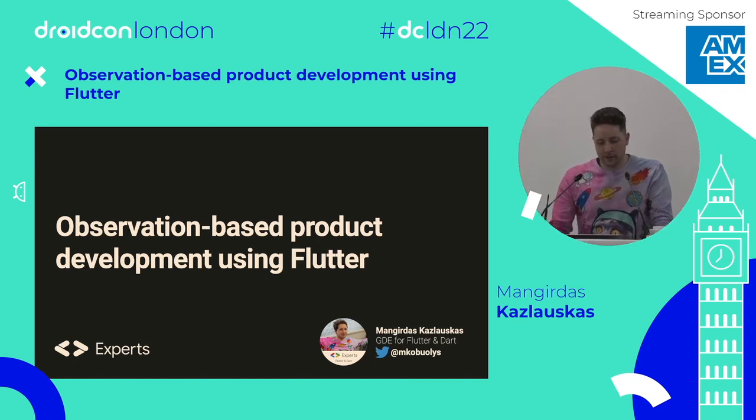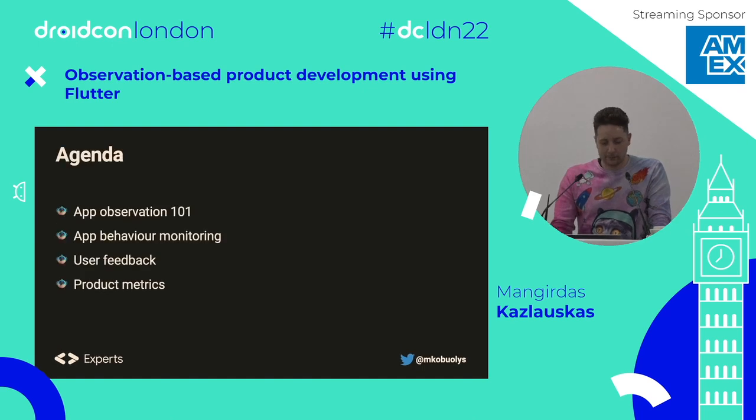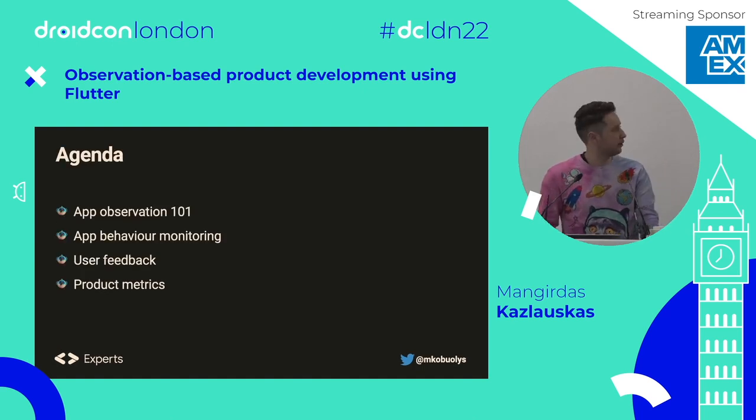Yeah, observation-based product development using Flutter. Let's go. Shortly, what I'm going to talk about today is the introduction, what app observation is, and then we'll get deeper into the specific categories of that. So that's app behavior monitoring, user feedback, and product metrics.